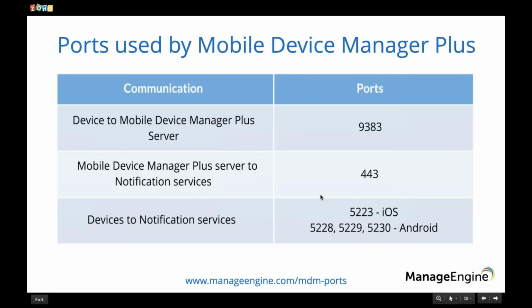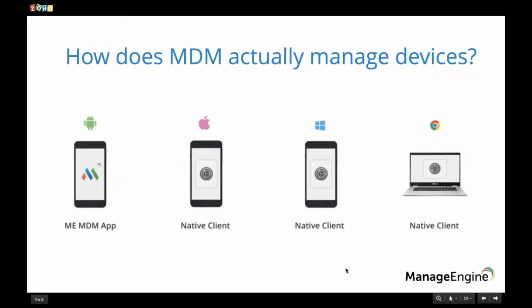Now, as you saw from my previous slide, there is a lot of communication happening in this particular architecture. And that is why we require a few ports to be opened to facilitate this communication. Now, in case of device to Mobile Device Manager Plus server, the port 9383 needs to be opened. Similarly, here is a list of the essential ports that need to be opened for communication. For a complete list of ports that need to be opened on the Mobile Device Manager Plus server for communication, you can access it from the link given below the table.